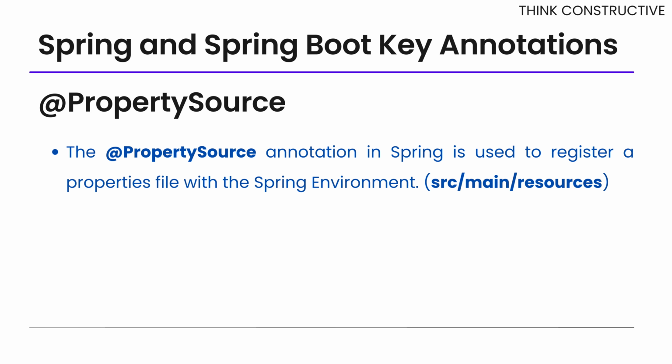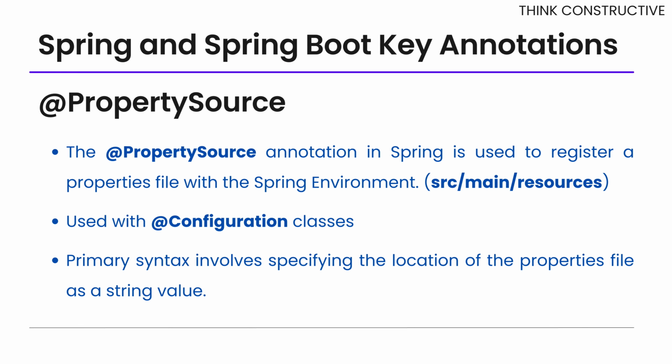That means with the help of this annotation, you'll be able to mention the name of that specific properties file from where properties should be read. Normally, the @PropertySource annotation is used within configuration classes. So on the class which is marked as a configuration class with the help of the @Configuration annotation, you will put the @PropertySource annotation and the file path. The primary syntax for this annotation involves specifying the location of the properties file as a string value.